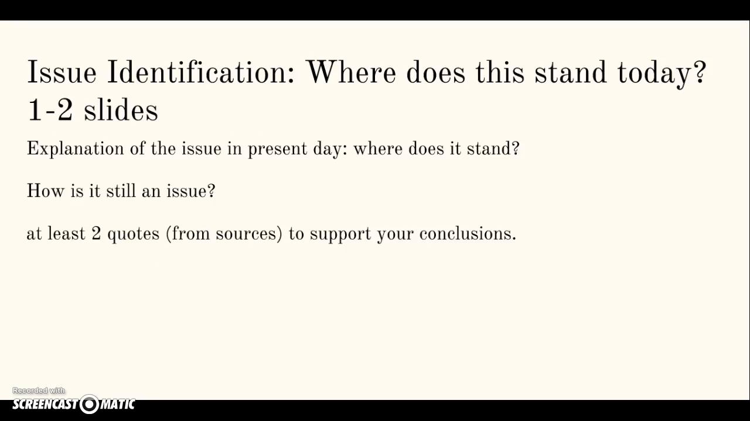So then you move to issue identification. This is where you're connecting the issues from the speech and when they were delivered to the issues today. So we want an explanation of the issue in present day, where it stands, how it's still an issue. So this is more for speeches that were delivered maybe 50 years ago, maybe 100 years ago, 25 years ago. You know, you want to contextualize for us how it's still an issue today.